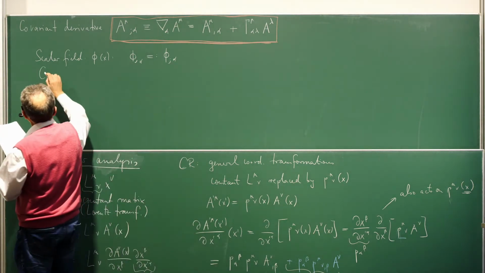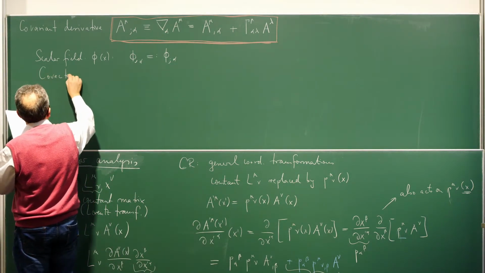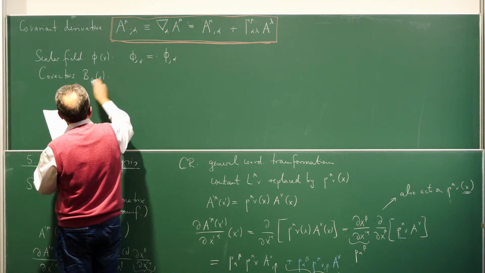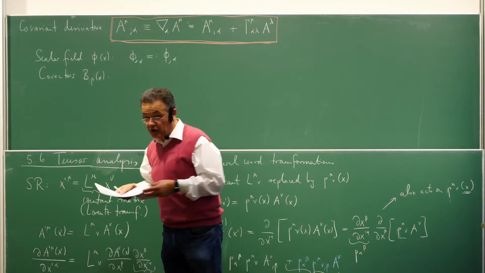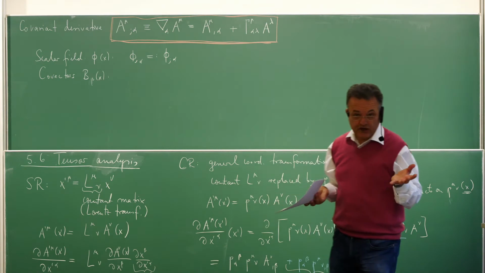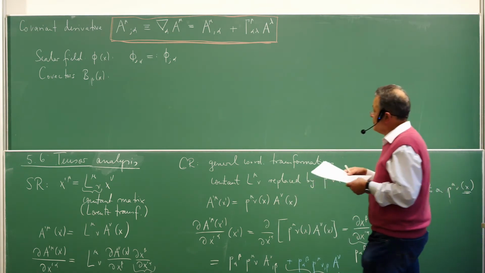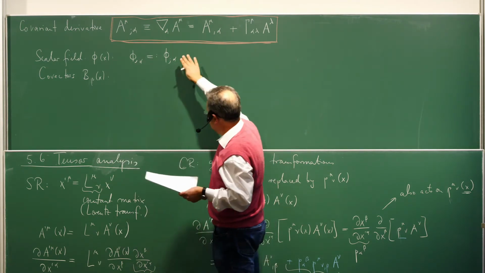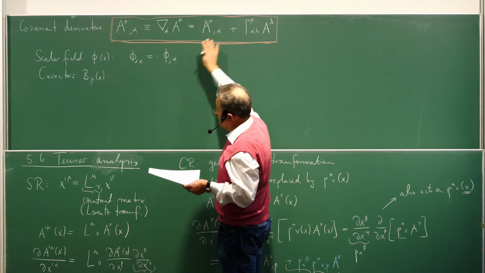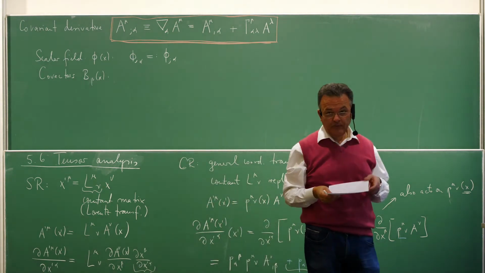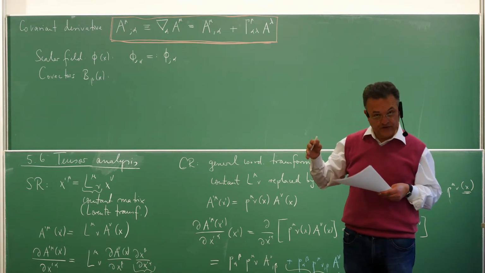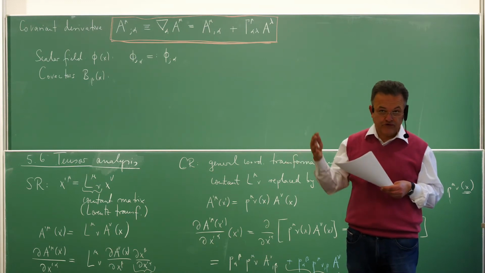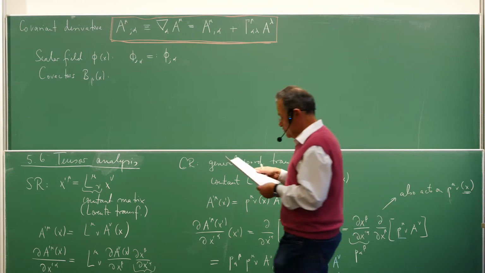Different situation happens for the covectors. So let me call them b beta of x, given by their components. How do we derive the transformation law for the covectors? We know the law for vectors. Now what we do is we form a scalar by multiplying a covector with a vector, and use the behavior of phi and the vector to derive the behavior of the covector.